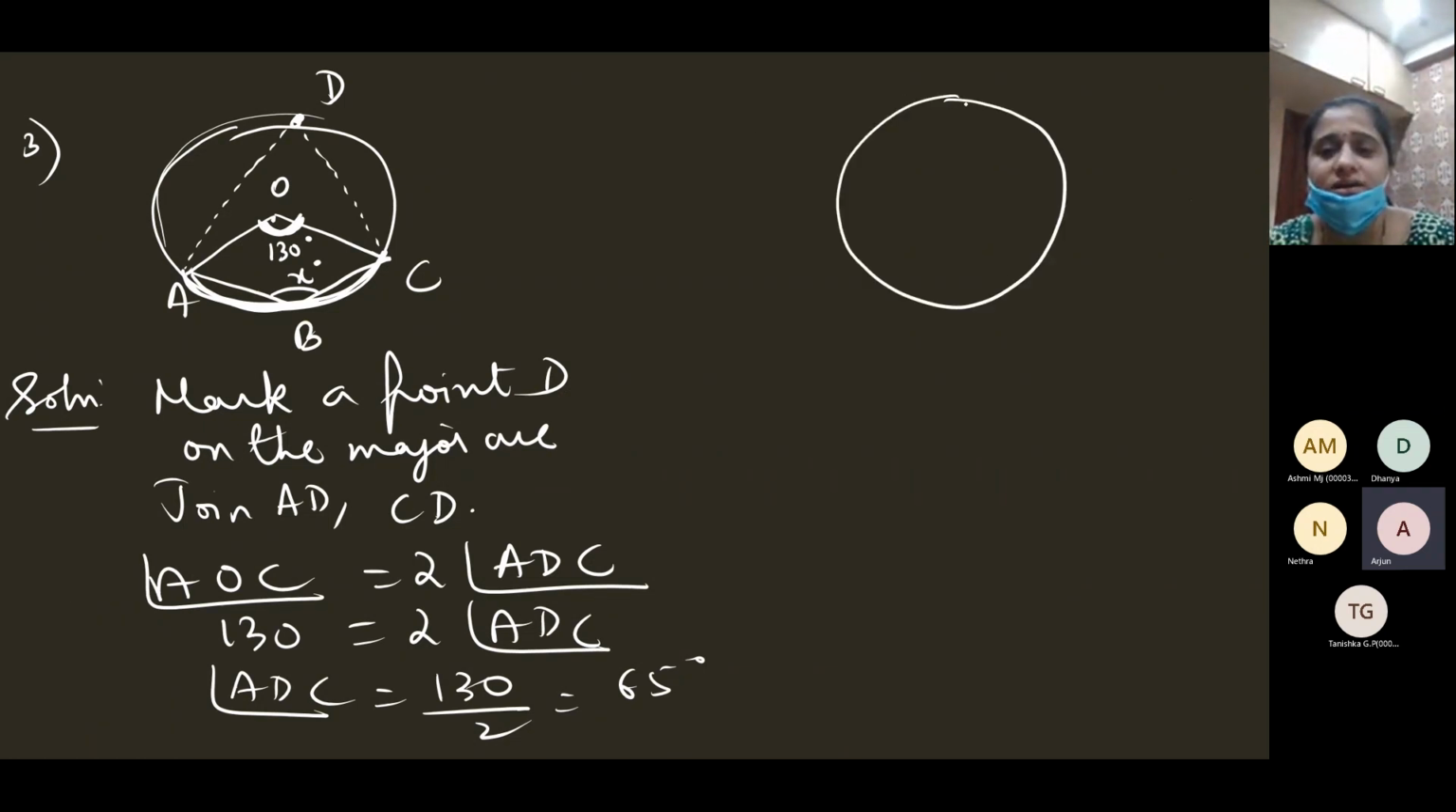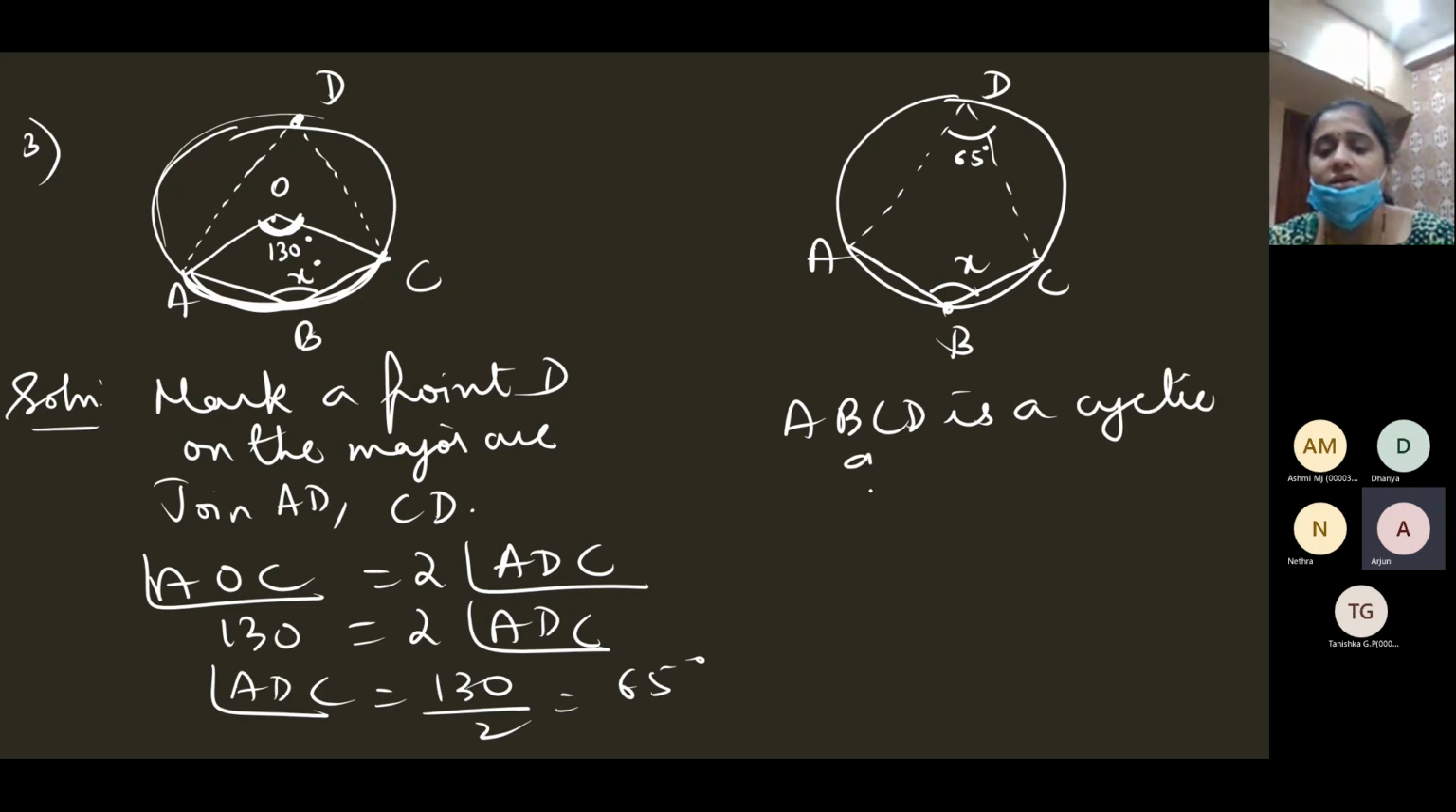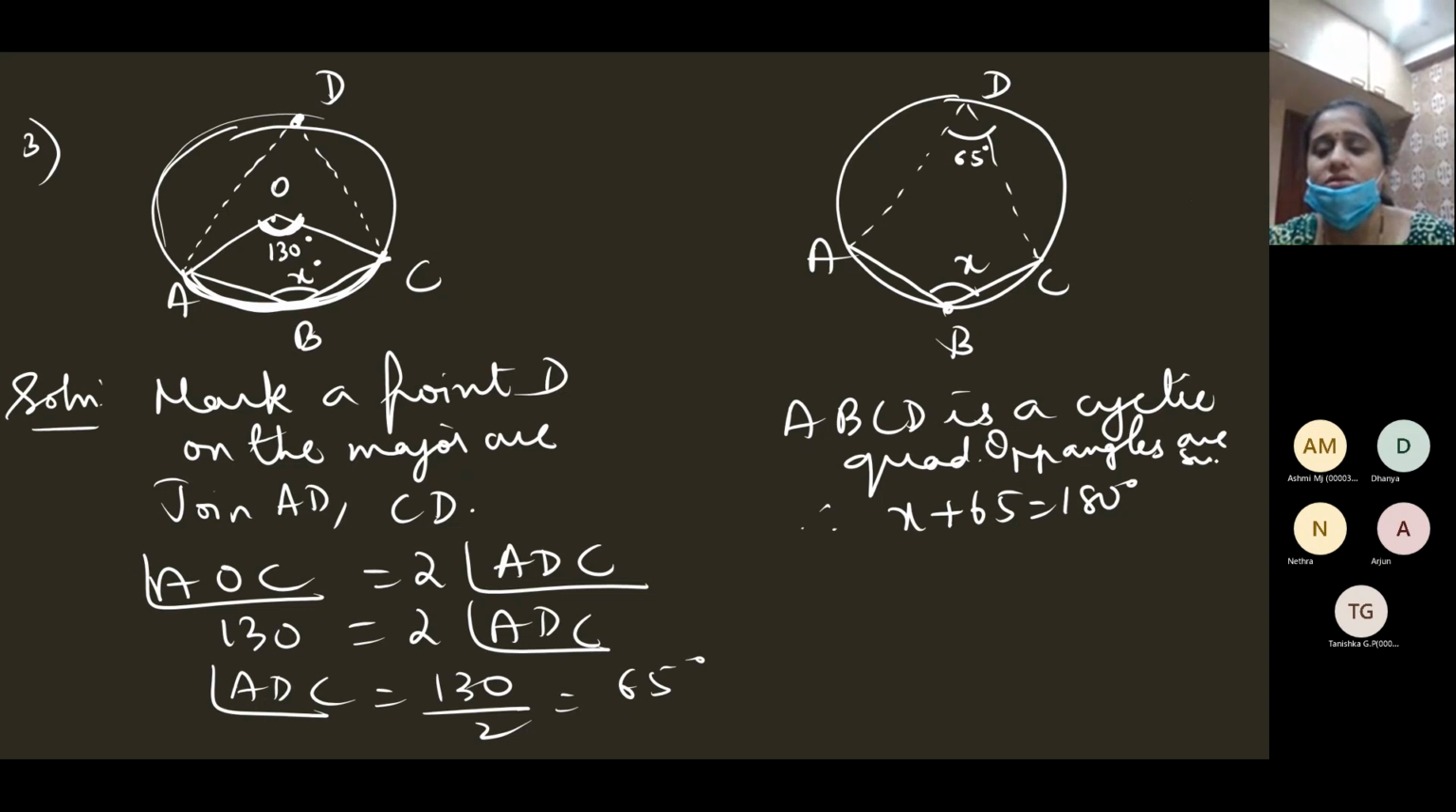So now you can see this one, D, A, C, and B. This is X. And this we just found is 65 degrees. Now, ABCD is a cyclic quadrilateral. Therefore, X plus 65 is equal to 180. Opposite angles are supplementary, correct? So X is equal to 180 minus 65, which is 115 degrees. We'll see an alternate solution. First, take down this.